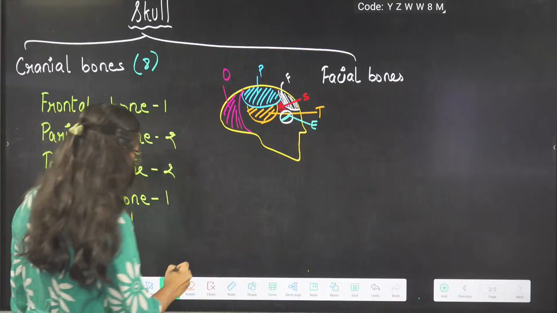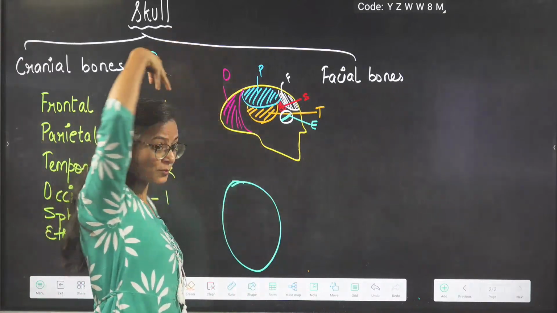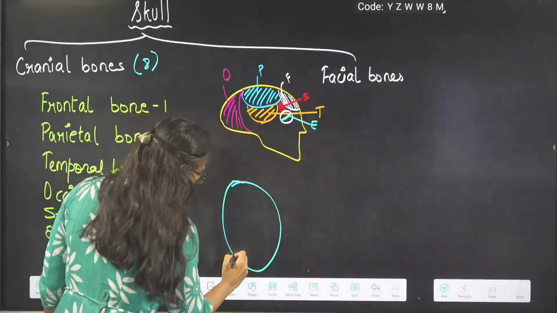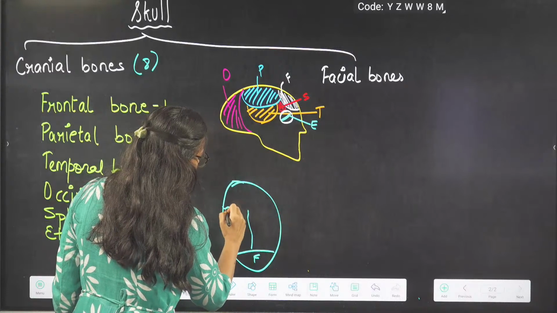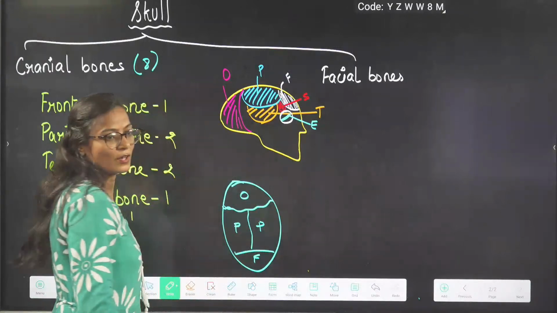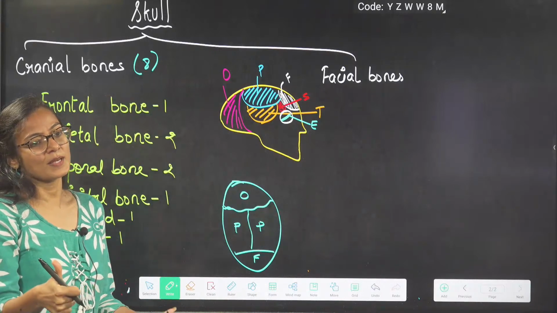Now I will show you one more diagram, top view, right? That means you are seeing from the top. So again, all the bones we won't be able to mark. Suppose this is frontal. Then here there will be parietal. Behind there will be occipital bone. Clear everyone?